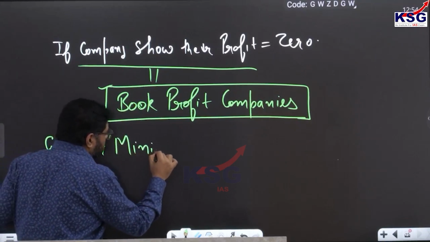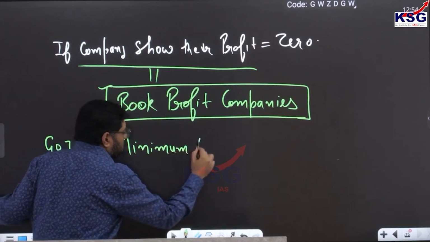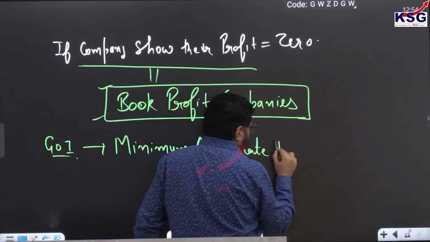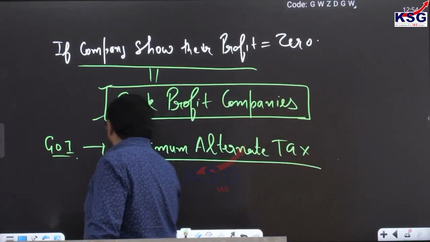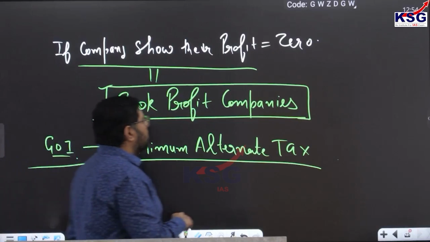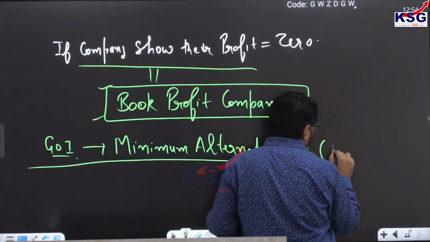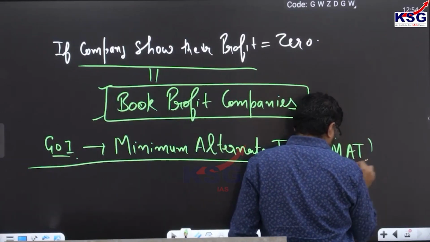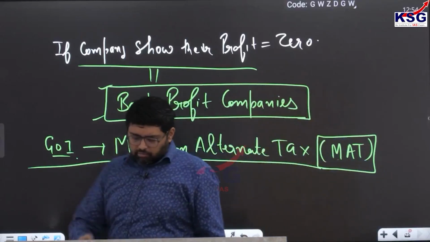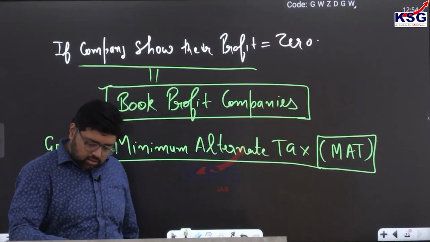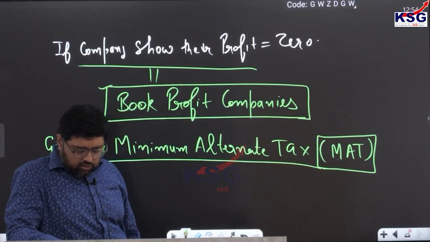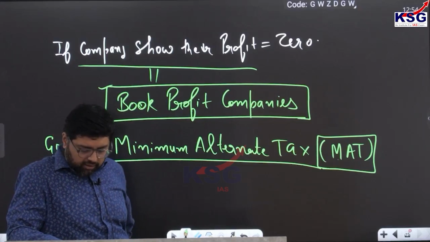minimum alternate tax. So that is called MAT, minimum alternate tax. So we used to call it what? Minimum alternate tax. So this is what you have to remember, that this is called minimum alternate tax, MAT.